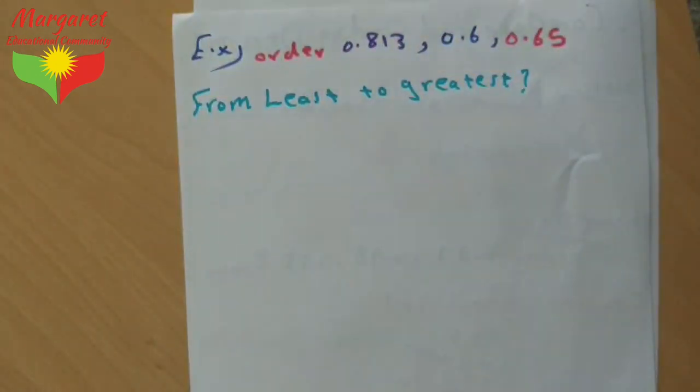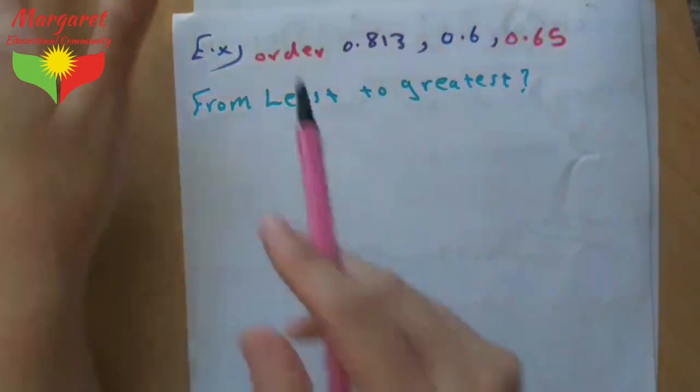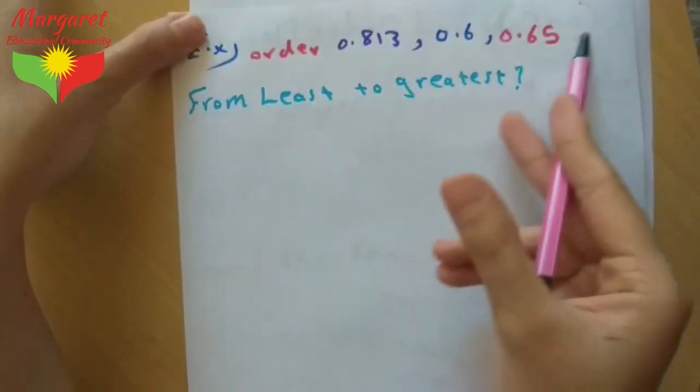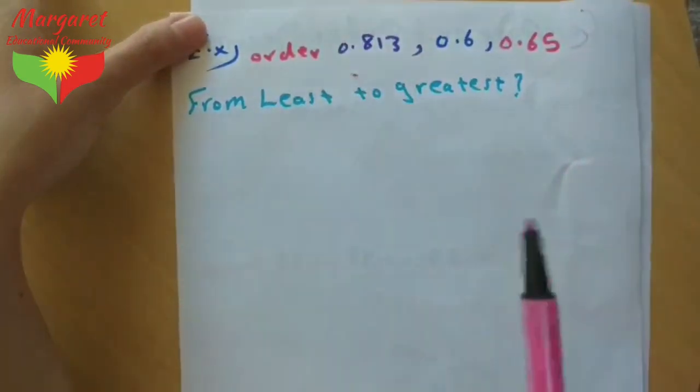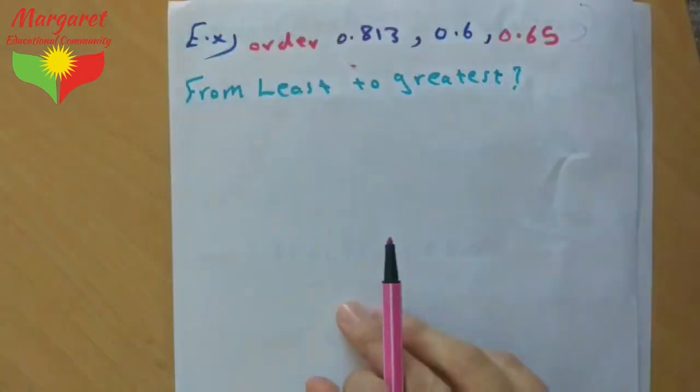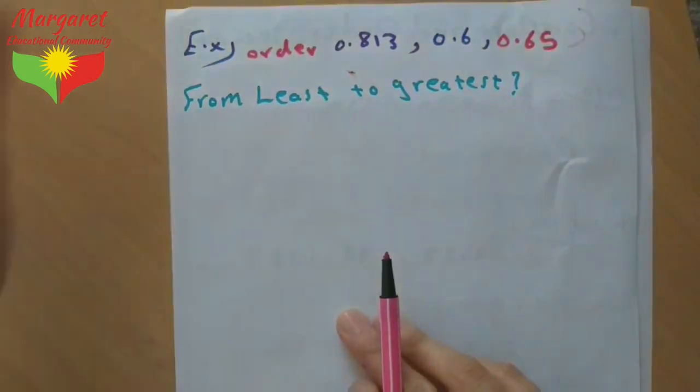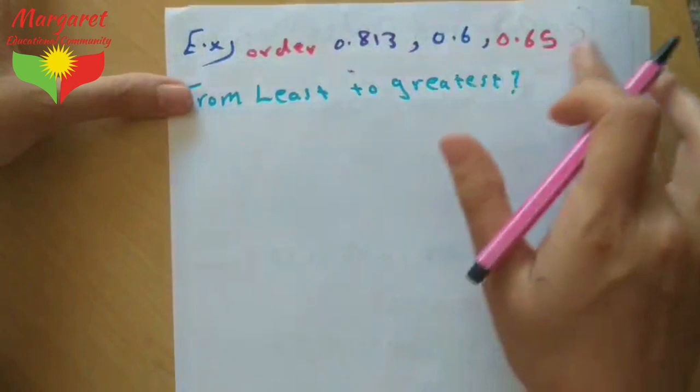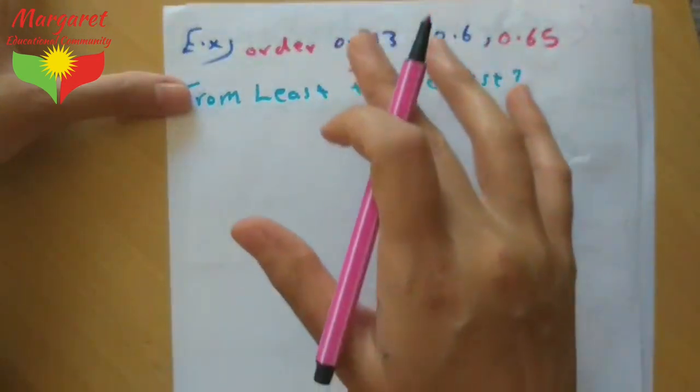Now we have another example. Order the decimal numbers from least to the greatest. Write all the decimal numbers under them.